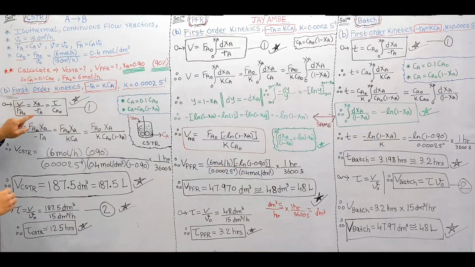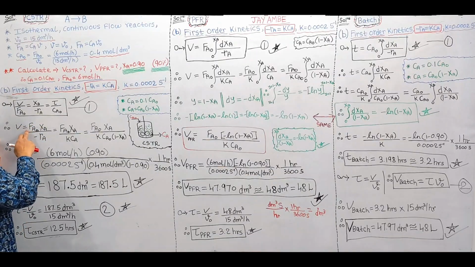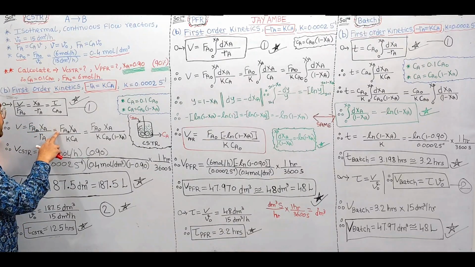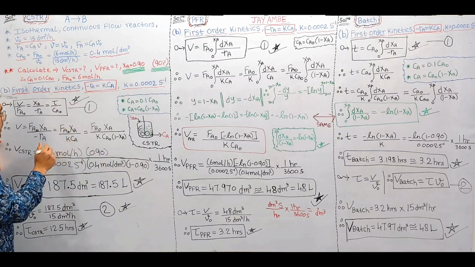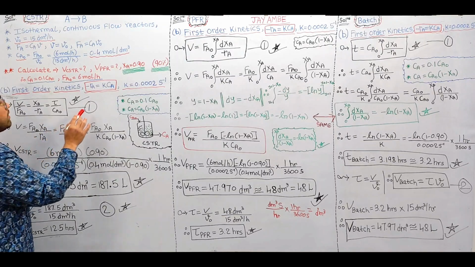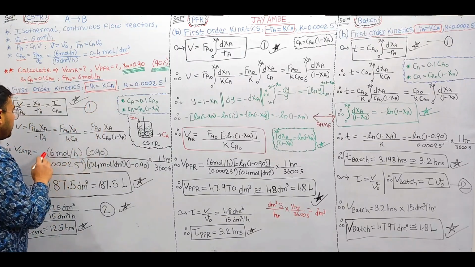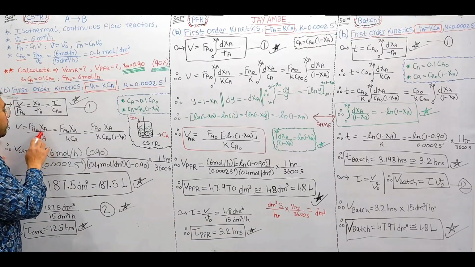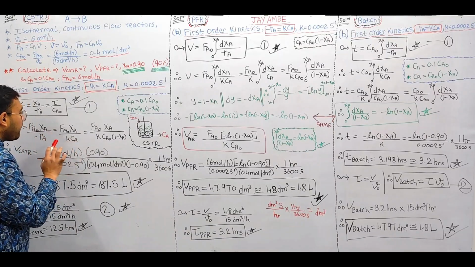So let's say from here, by using the performance equation, we are trying to make the subject as volume. So volume is equal to Fa naught into XA divided by minus RA, right? Now we are trying to modify and formulate the equation. Fa naught can be written as it is, XA can be written as it is, but RA can be modified as minus RA is equal to KCA. So we are replacing RA with KCA, okay?